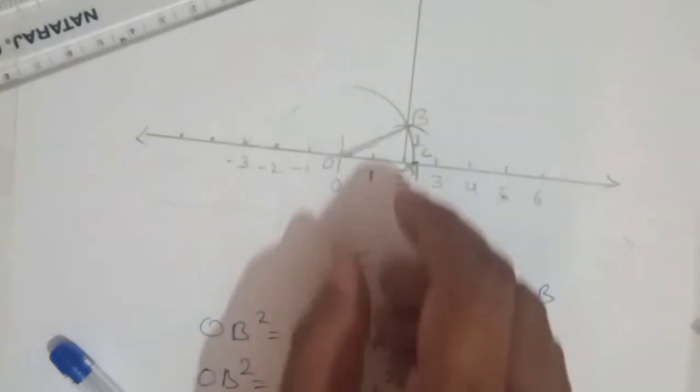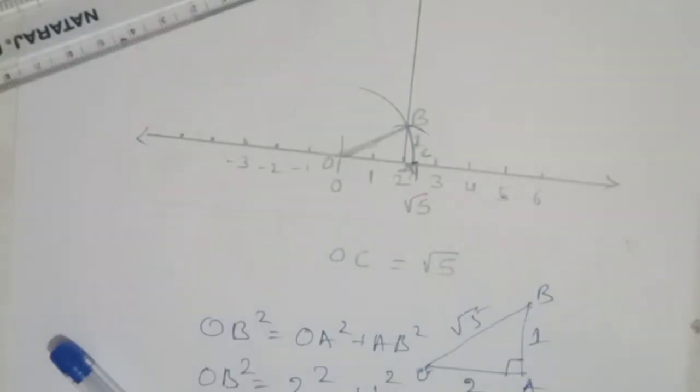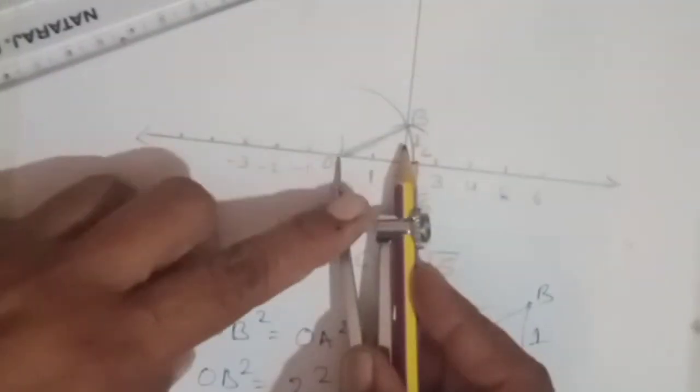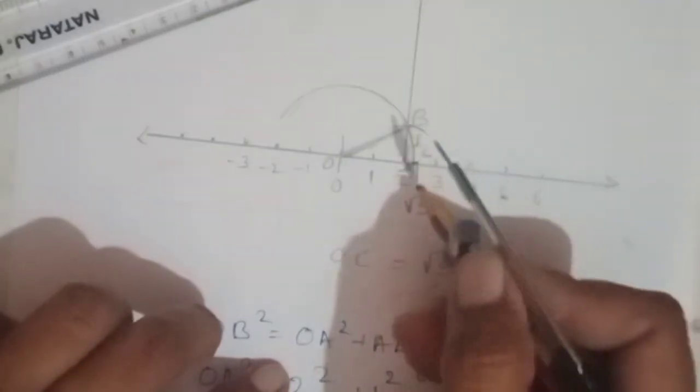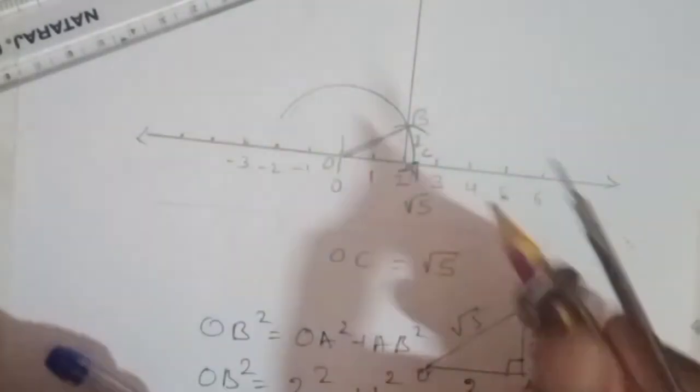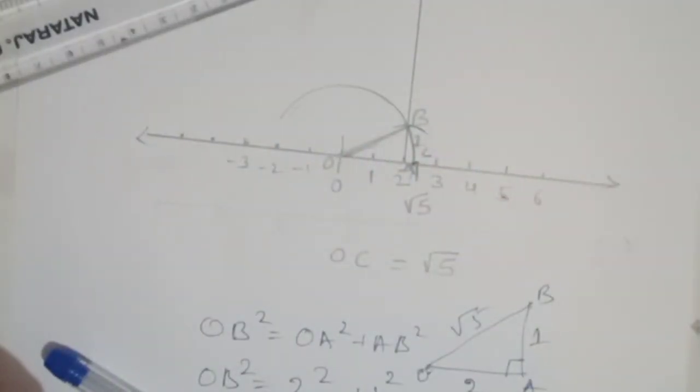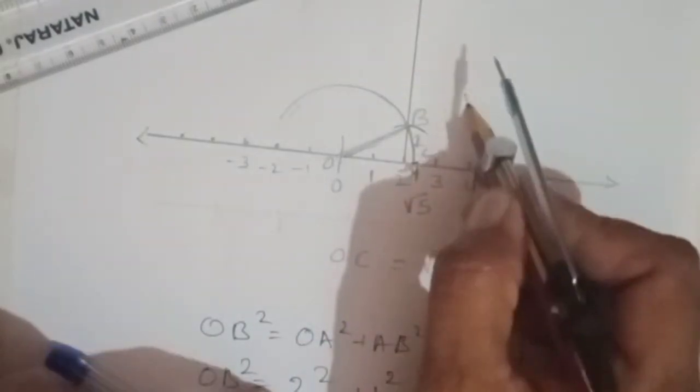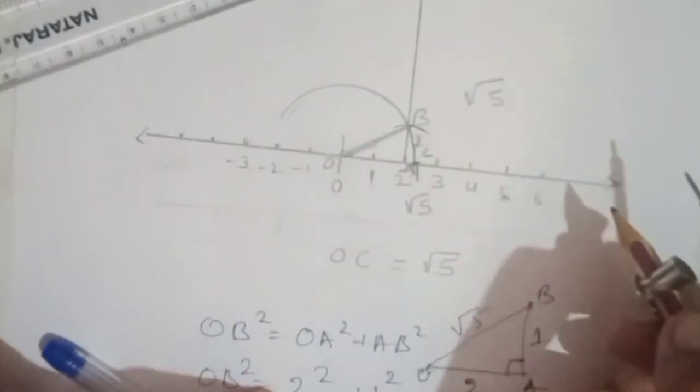Then what you are doing here, you are taking the help of the compass, and you are taking this one as a radius. Okay, and you are completing an arc, something like a semicircle, something like this one. And the point where it touches the number line, that point is nothing but root 5 on the number line. This way, children, you are going to locate root 5 on the number line.